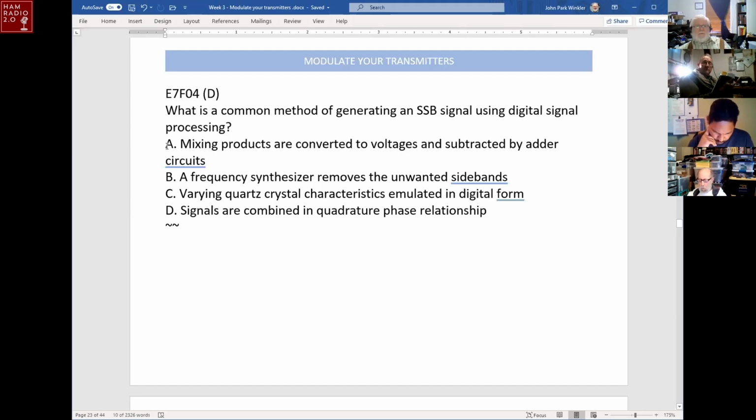So in dealing with this, the mixing products are converted to voltages and subtracted by adder circuits. What you're doing is a digital signal, so we're not talking about converting things to voltages. Frequency synthesizer does not remove sidebands. And I have no idea what varying quartz crystal characteristics emulated in a digital form mean. So the answer is D, gentlemen, if that helps.